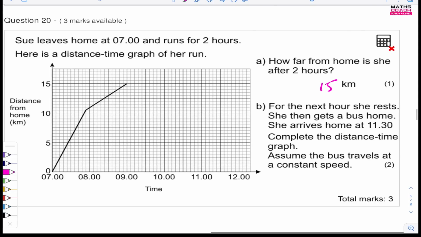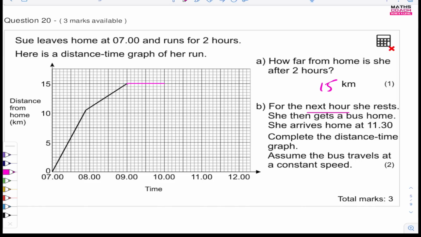For the next hour, she rests and then she gets a bus home. She arrives home at 11:30. So for the next hour, she's resting, which means she's not going any further away from her home. She's just sitting wherever she is. So that would be a flat line for 1 hour from 9 to 10 o'clock. All right. So let's draw that flat line in here. Like that. Okay, a bit higher than that. So it's on the line.